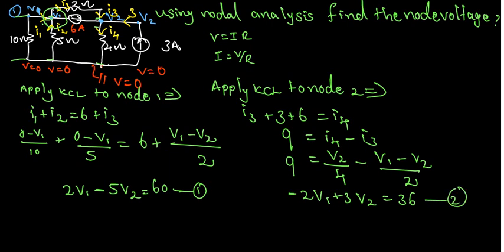When we solve this, you can use a calculator, Cramer's rule, or simultaneous equations. I'm using the calculator, and we get V1 equal to minus 90 volts and V2 equal to minus 48 volts. That's our answer. So this is the first example of using nodal analysis to find the node voltages.